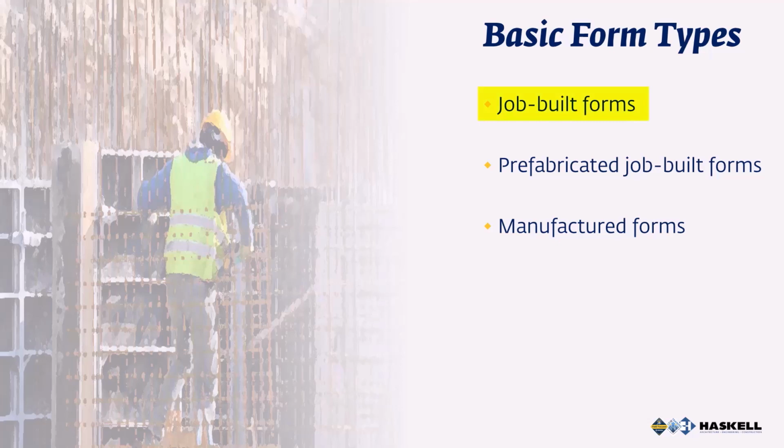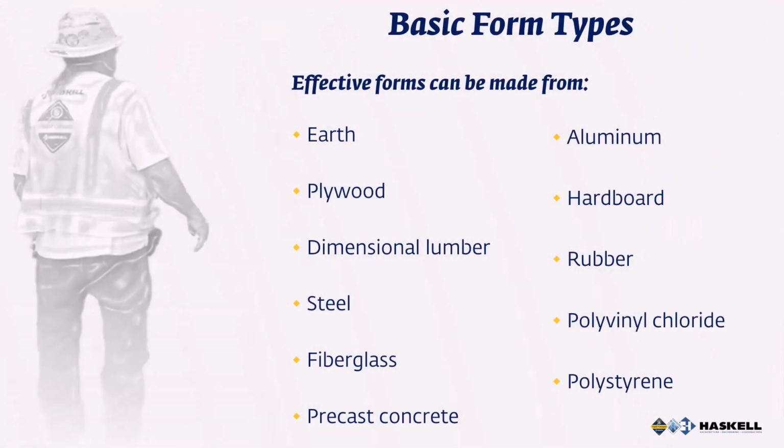Job-built forms are typically for one-time use and assembled from lumber on site. Prefabricated job-built forms are assembled on site from prefabricated components. Manufactured forms are purchased or leased from a form manufacturer or supplier. Effective forms can be made from many types of materials.